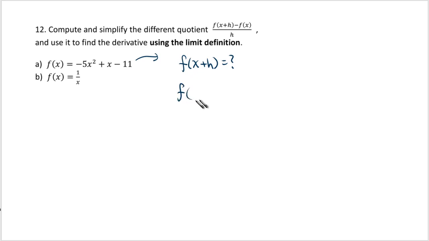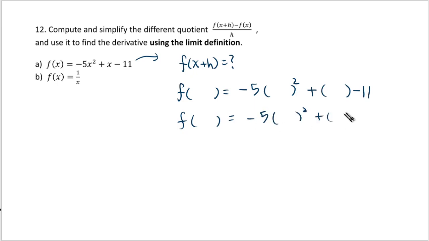First, copy down the function that you have, but every time you see an x, you leave it open, put a blank, and put a parenthesis, okay? So that's what you need. And then, once you have those blank spaces open, you're going to write x plus h in there. X plus h, x plus h, x plus h.